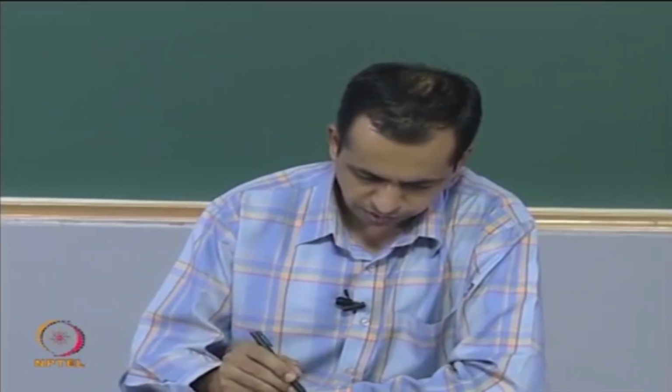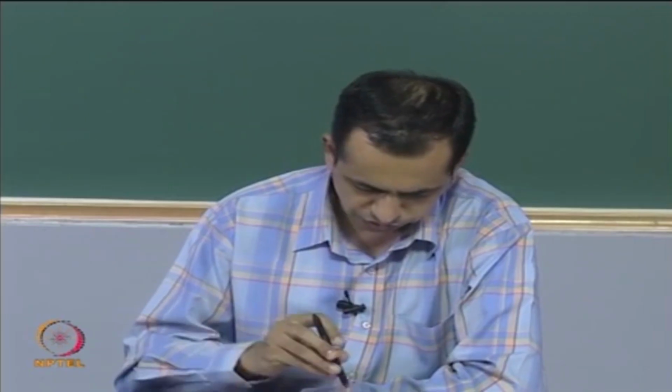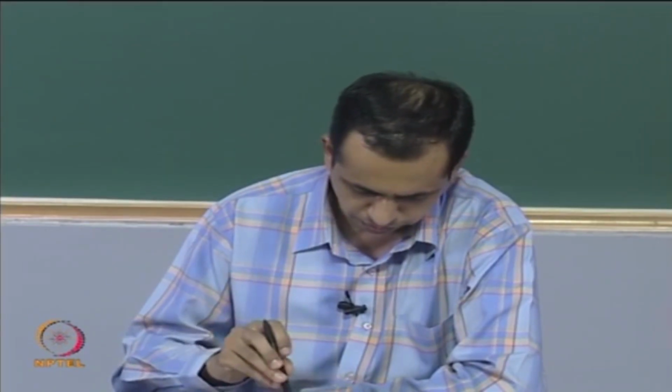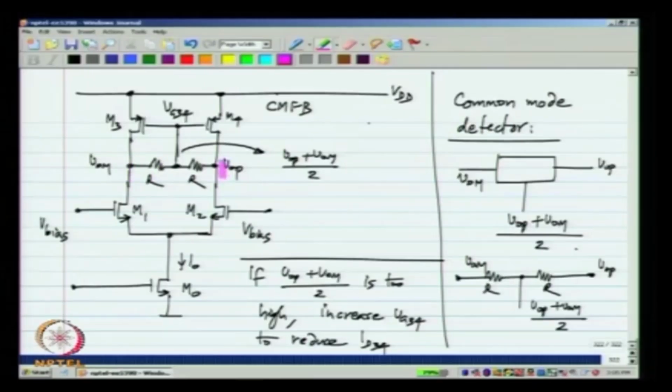Now, you can analyze what happens. First of all, let us assume that there is no differential input. In that case, these two voltages have to be equal to each other by symmetry. So, no current flows through R, and this voltage equals the output voltage, VOP plus VOM by 2.